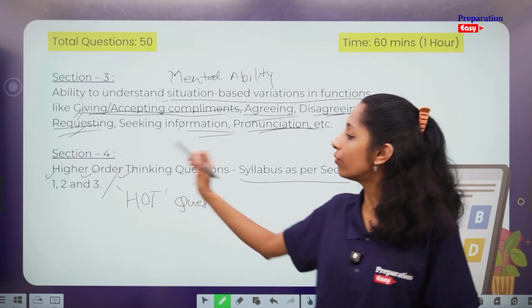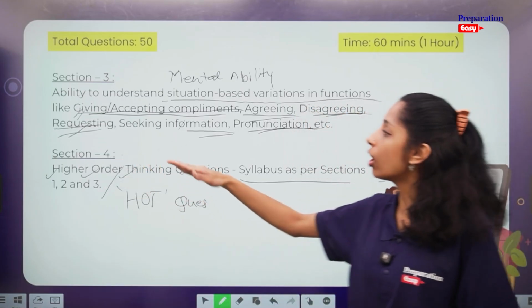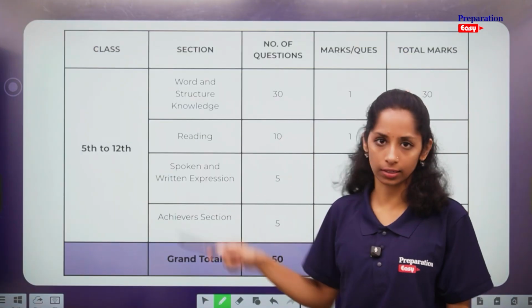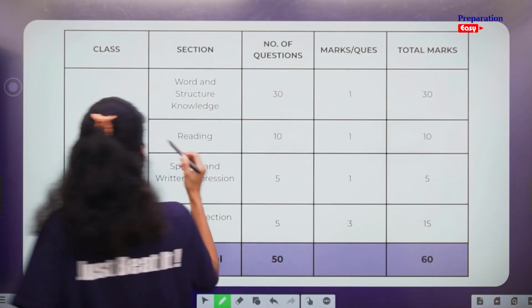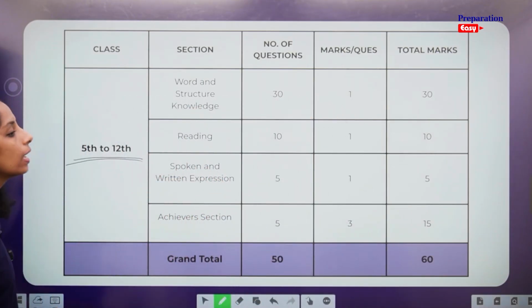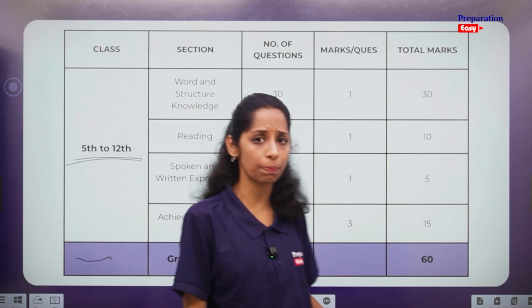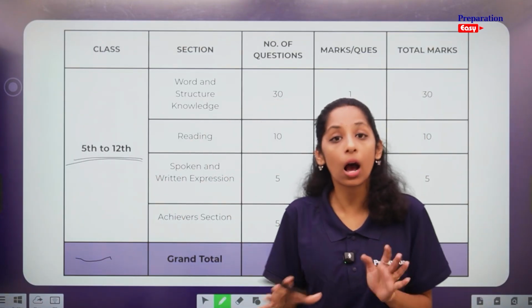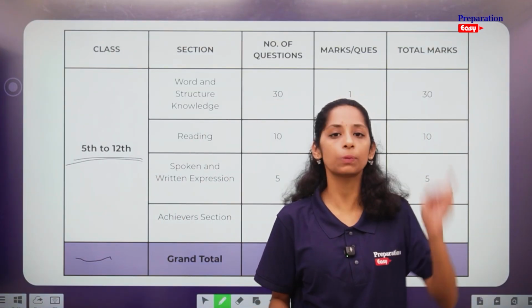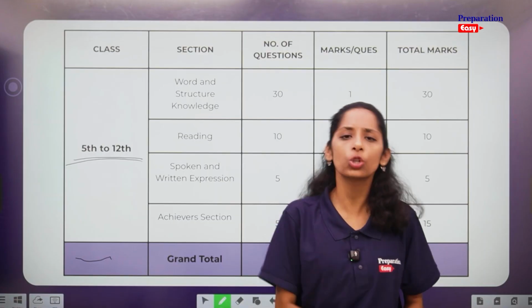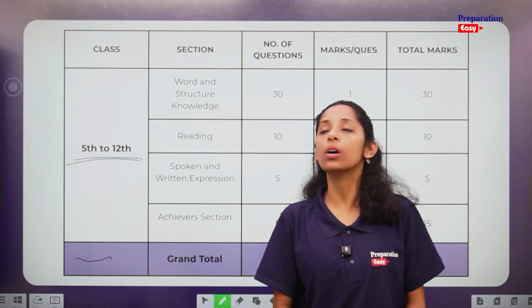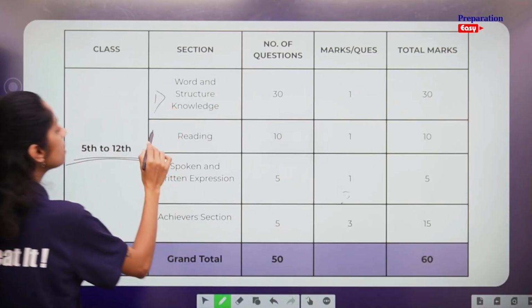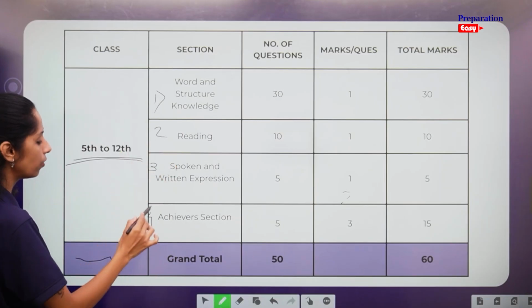So why is it called your achiever section? We are going to understand through your exam pattern. This is your exam pattern, which is for class 5th to 12th. We are specifically going to understand the 10th class pattern, because the pattern is quite similar. However, the syllabus is slightly different, specifically in section 2 and section 3. In fact, section 1 is different from other classes. However, the pattern is the same. This is section 1, section 2, section 3 and section 4.